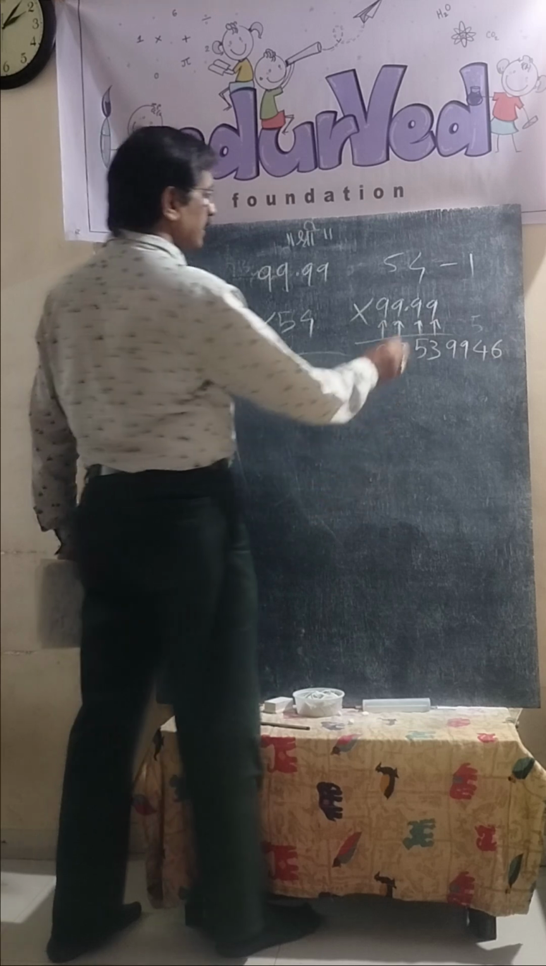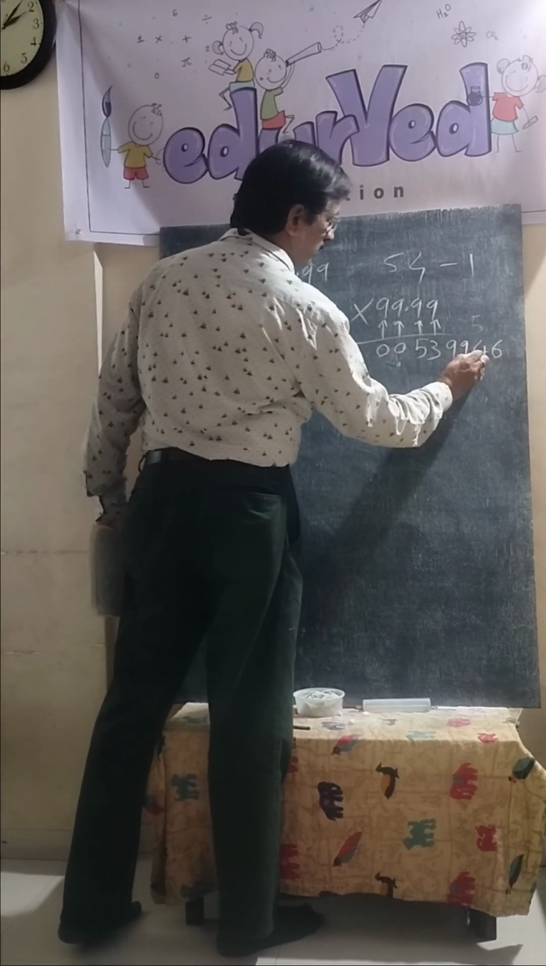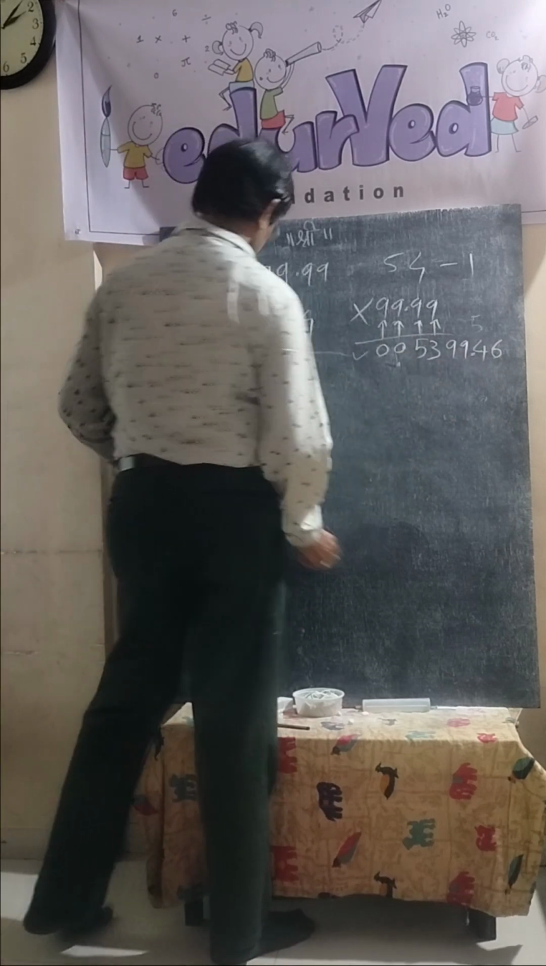Now let's see the decimal sign. The decimal sign over here is after 2 digits. So 1, 2. So here is the decimal sign. So this is the final answer.